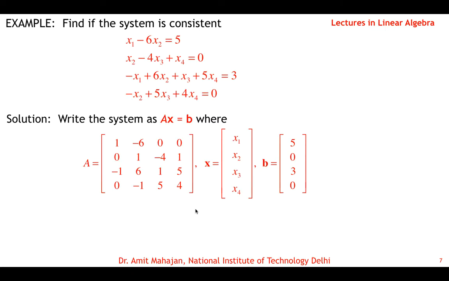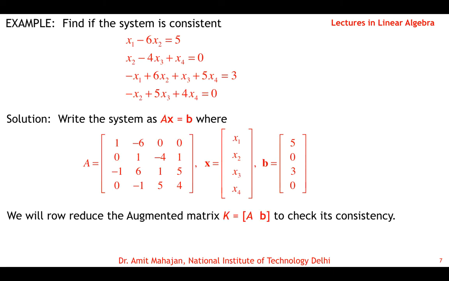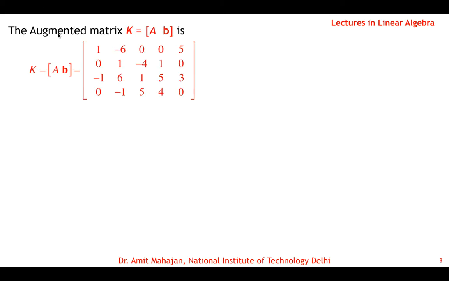Now to check whether the system is consistent or not, we just need to write the augmented matrix K and see how it behaves when we reduce it to equivalent form. So we'll row reduce the augmented matrix K, which is the A matrix and B matrix written inside a single matrix, to check its consistency. Let us write K as 4 rows and 4 plus 1, 5 columns. The first 4 by 4 is the A matrix, and this last column is the B matrix.